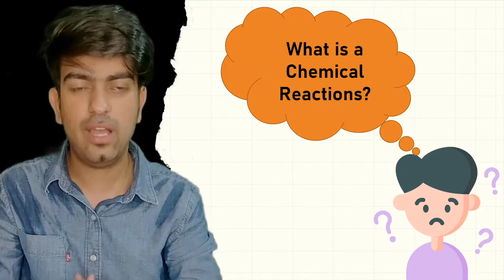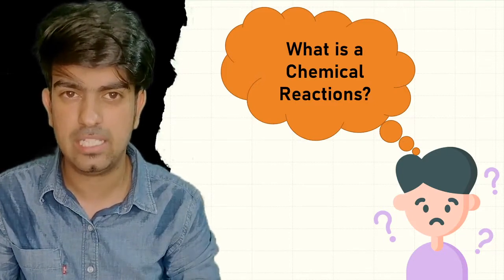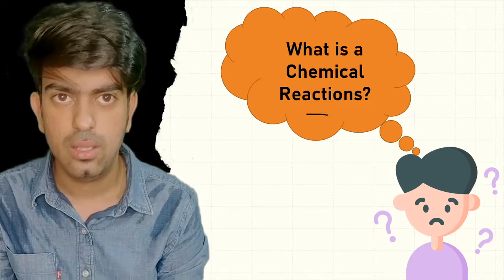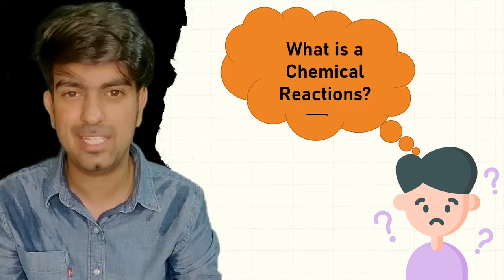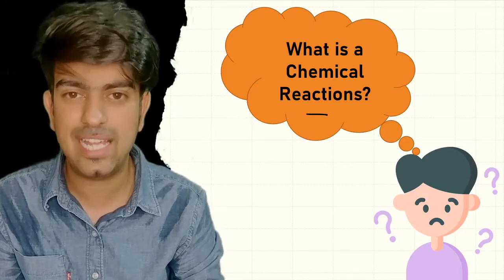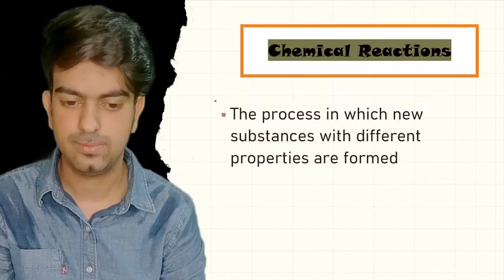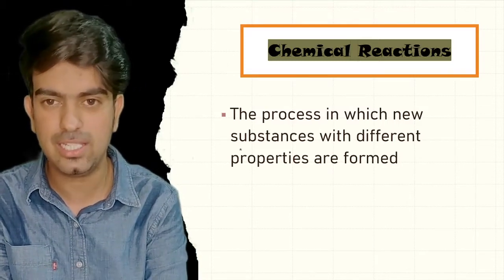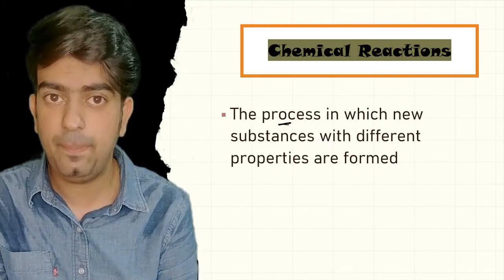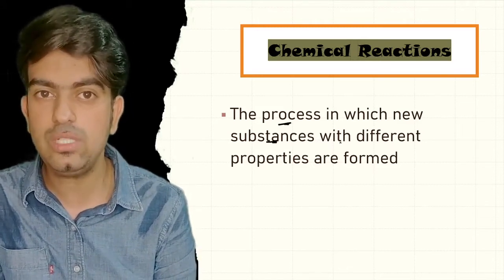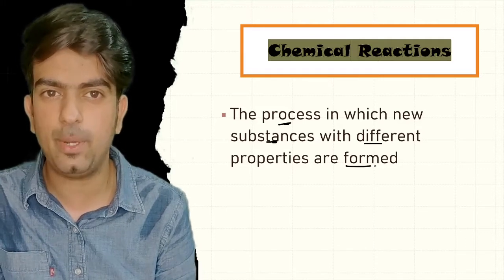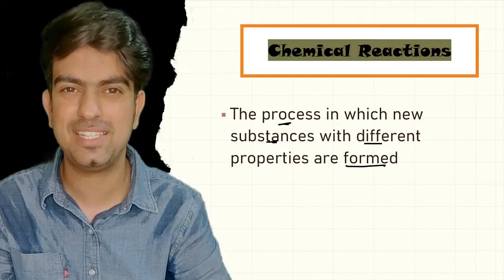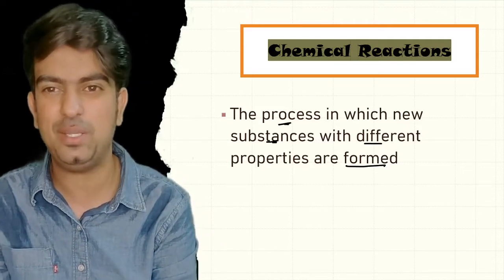Now we have discussed about the changes. Now we are going to discuss the main part in the chapter, that is what are chemical reactions. Since we are going to discuss the chemical reactions, we should know what exactly a chemical reaction means. Now, first of all, let us go with the definition of the chemical reaction. So, in this, it has been written that it is the process in which new substances with different properties are formed. Now, definition से तो चीजें अच्छे से clear नहीं होती. So, for that, we need to see an example.